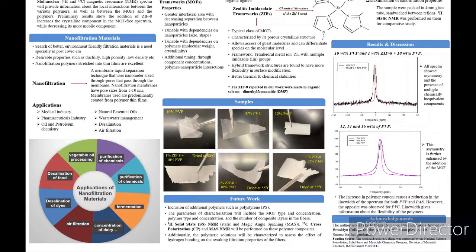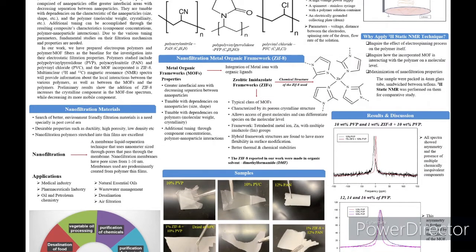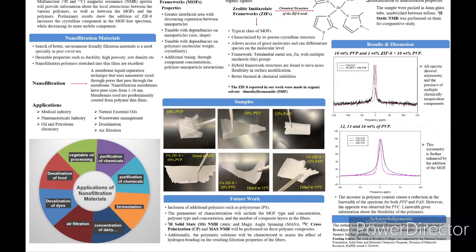For future work, because these are only three samples that we have tried to compare, in the future we will include even more polymers, for example polystyrene. The parameters of the characterization will include MOF type and concentration, polymer type and concentration, etc. Here we have done only one type of NMR technique, the proton static NMR technique. In the future, we are trying to do solid state NMR as well. These are different techniques that will give us different molecular structure and dynamics of these molecules, with clearer resolution of what's happening on the molecular level. Additionally, the polymeric solution will be characterized to assess the effect of hydrogen bonding on the resulting filtration properties of the fibers.